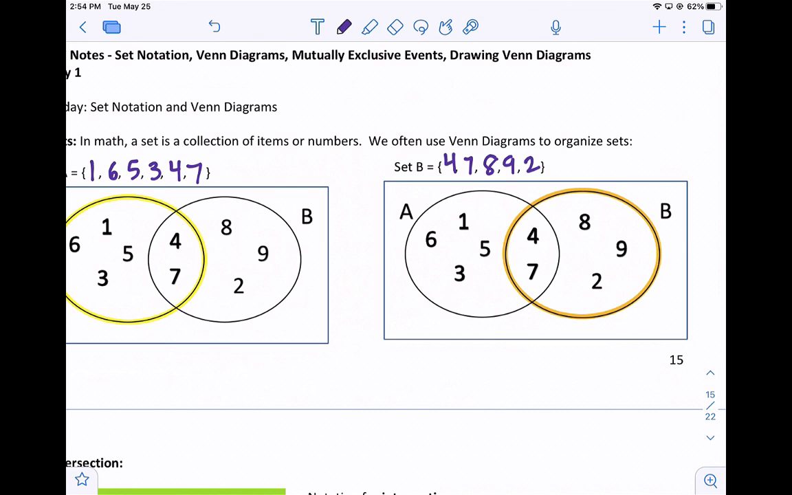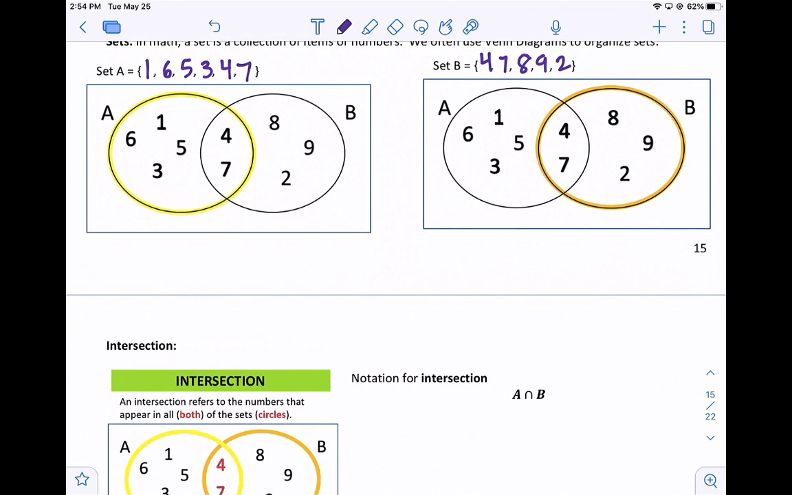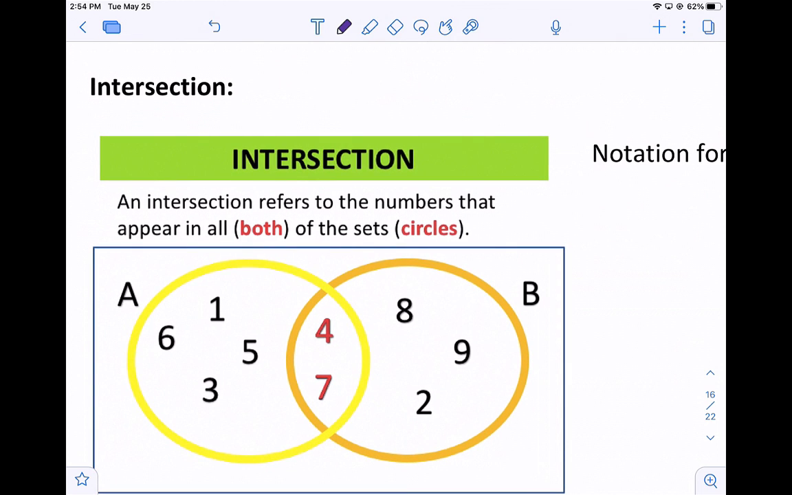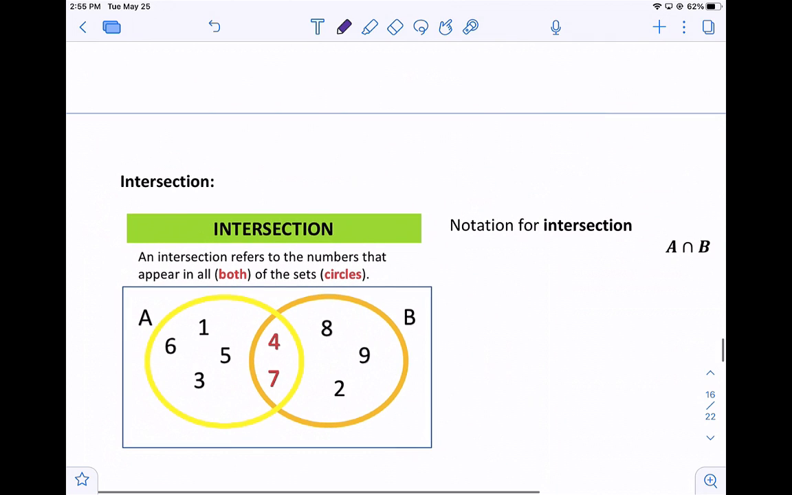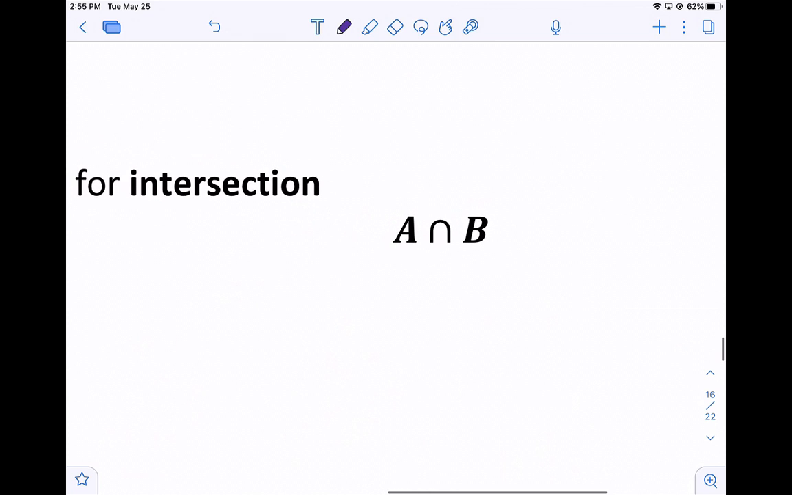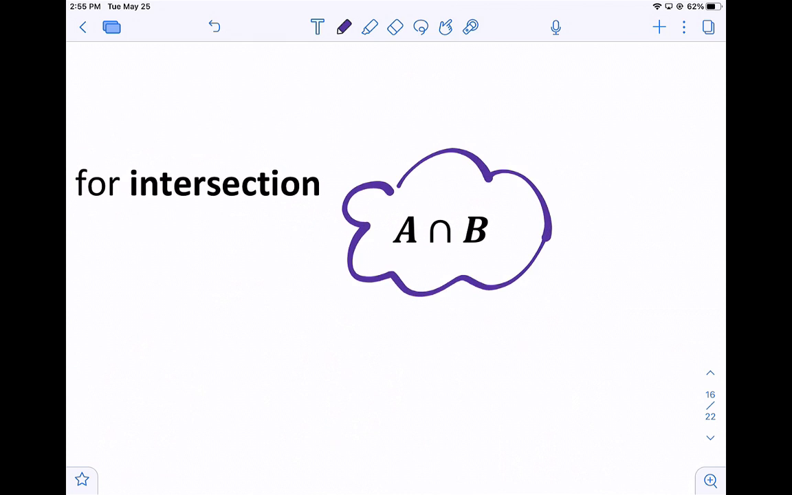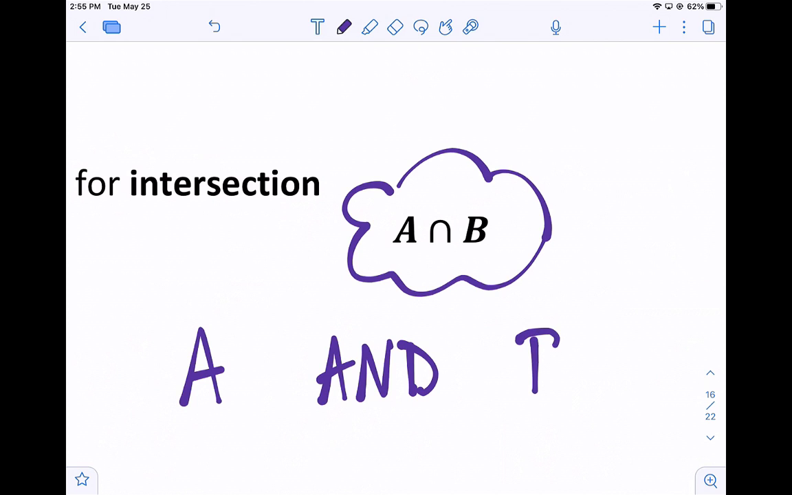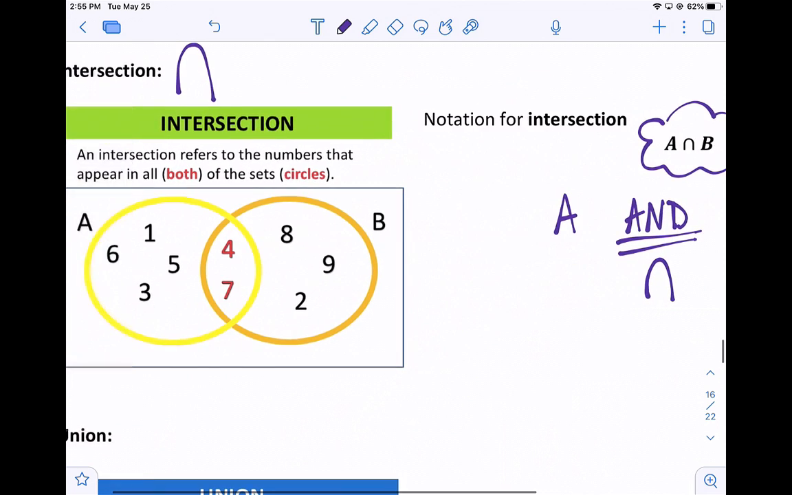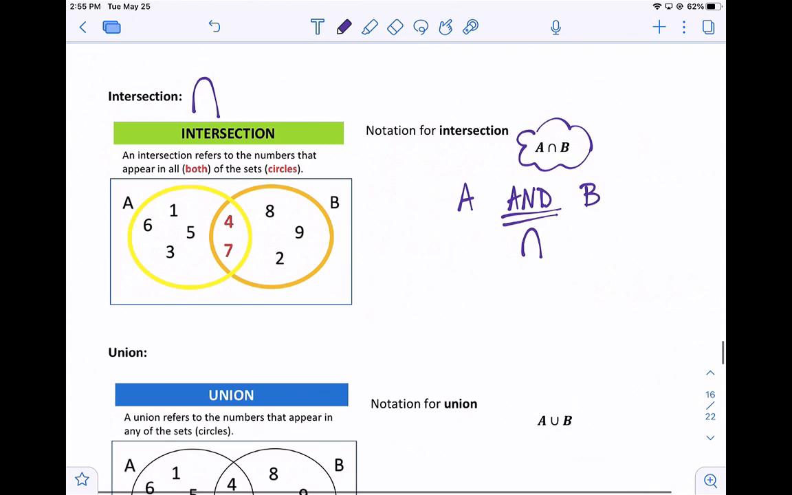Within Venn diagrams, we also look at something called the intersection and the union. The intersection refers to the numbers that appear in both or in all of the sets. There's a symbol for intersection, it's this upside down U. If you see A intersection B, it means A and B. An easy way that I remember that is that the upside down U looks more like an A. So A and B: what's in sets A and B? I guess where they overlap. So 4 and 7, those are in sets A and B.